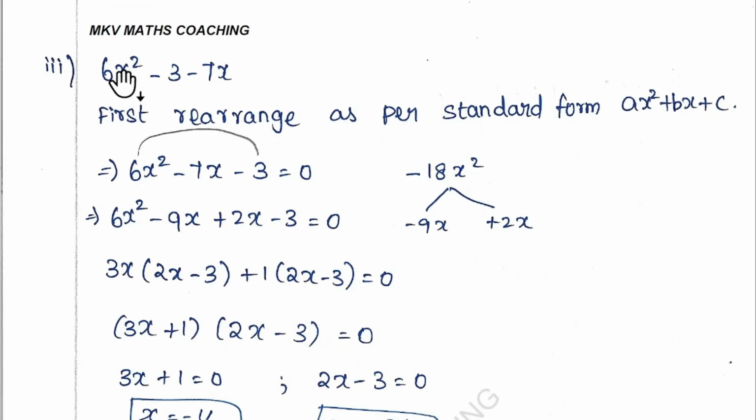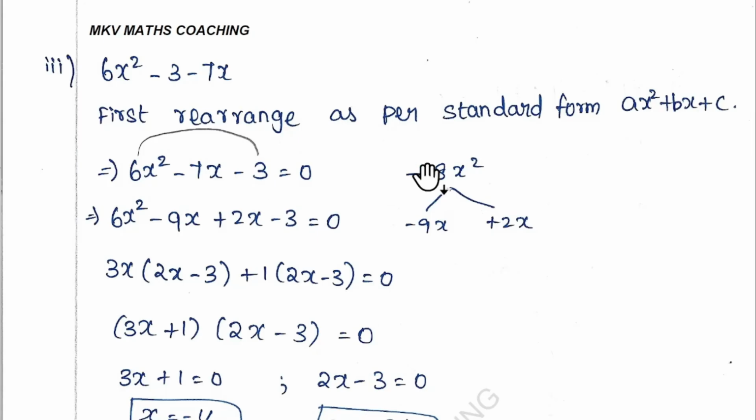Always remember, the format should be x square, x, and then only the constant, but here the last two terms are changed, right? Here the constant is there and the x term is changed. So just rearrange the order as per the standard form of a quadratic polynomial. So 6x square minus 7x minus 3 equals 0. I'm just changing the places and I'm not changing any signs.